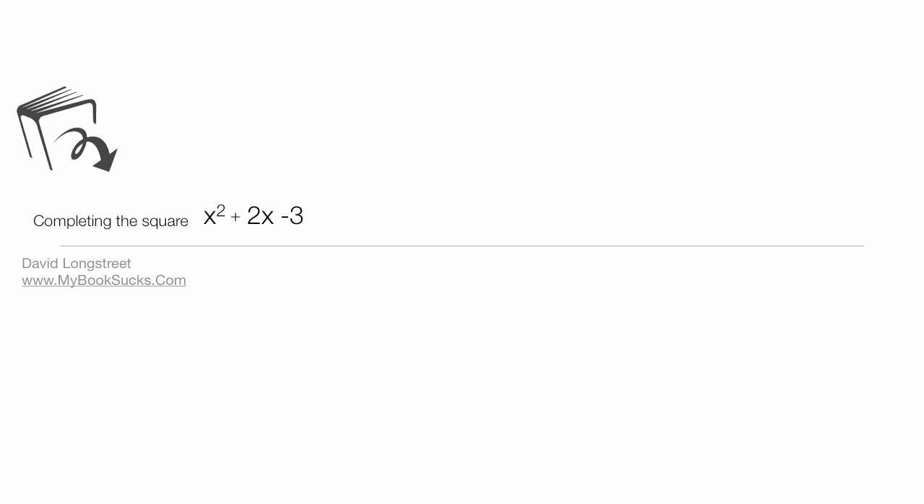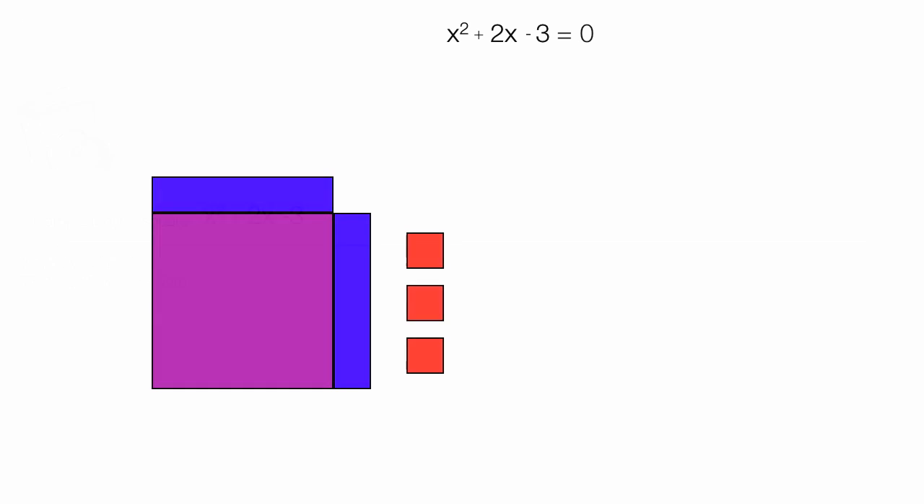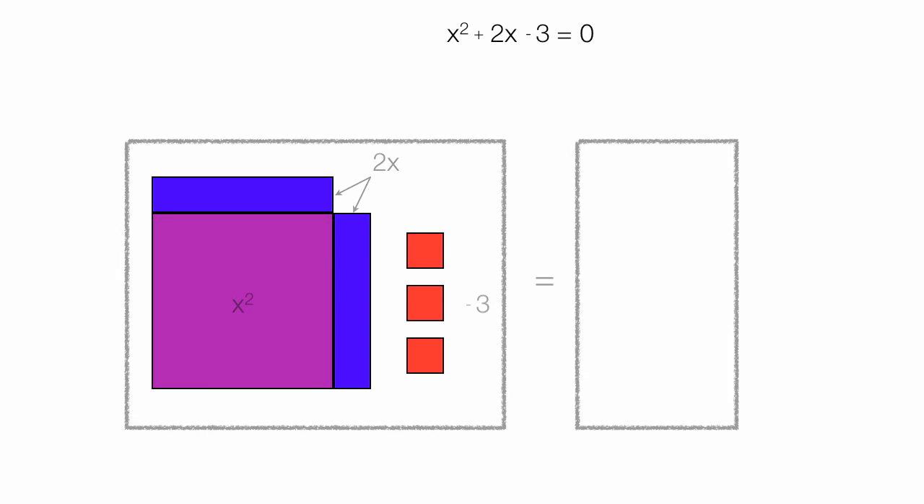In this tutorial, I'm going to discuss completing the square, and I'm going to use tiles. The red tiles are 1 by 1, and so are the blue. The length of the blue tile is x. The length and the width of the purple tile is x, which makes the area x squared. The 2x represents the two blue tiles. And finally, the red tiles are -3.